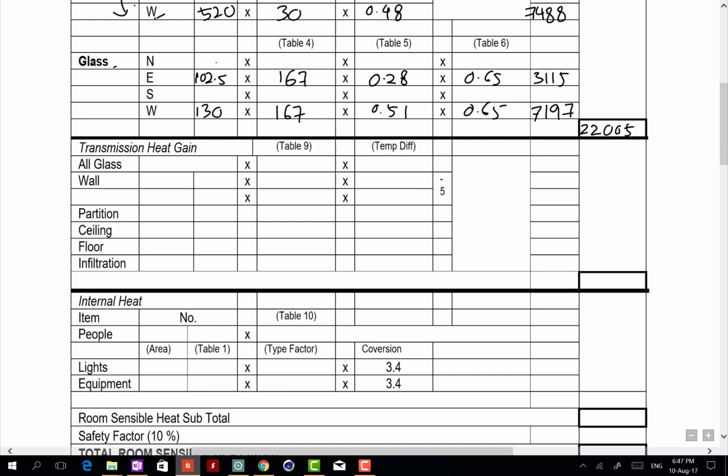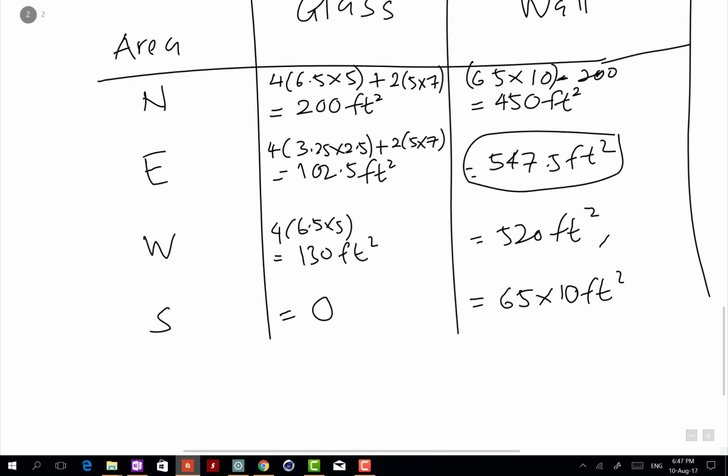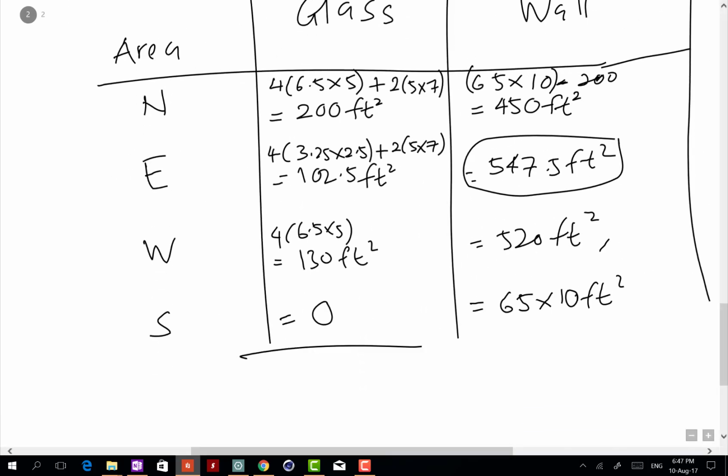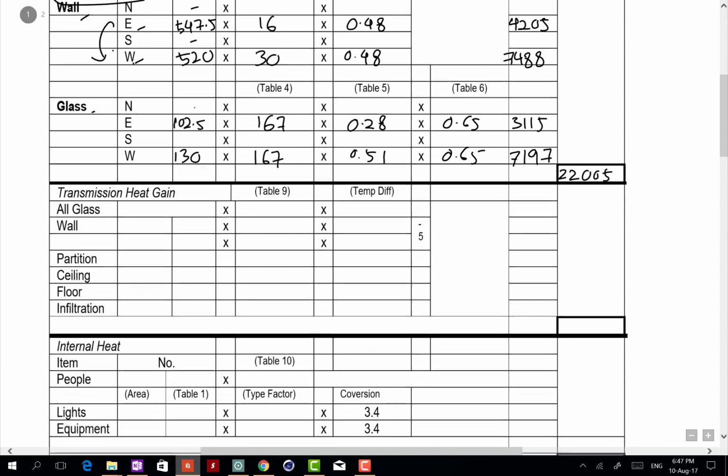Now we move to transmission heat gain. Okay, for transmission heat gain, we need to total up all of the area for glass, including north and also south direction. So the total area is 432.5 square feet. Okay, so I write here 432.5 square feet multiply with table 9.